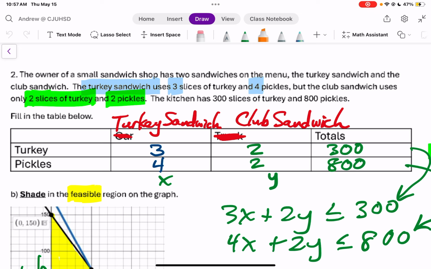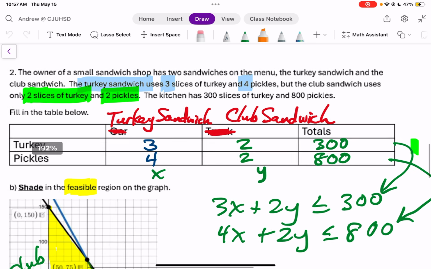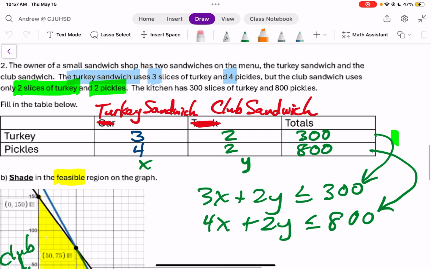By reading the paragraph, we can fill in the table because turkey sandwiches use 3 slices of turkey and 4 pickles, but club sandwiches are going to use 2 slices of turkey and 2 pickles. We have a total of 300 slices of turkey and 800 pickles. So each row of the table will turn into an equation. You're going to need those equations for part C.